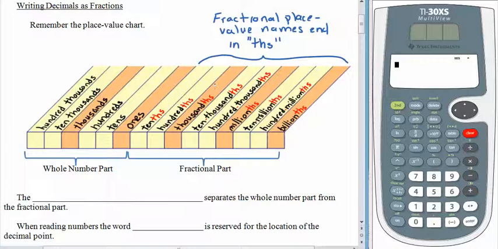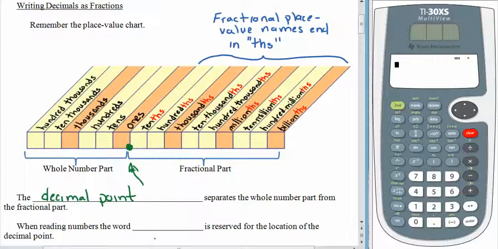So every decimal has a whole number part and a fractional number part, and of course those are separated by a decimal point, which is right here to the right of the ones place. So there's our decimal point. The decimal point separates the whole number part from the fractional part. And of course there it is.